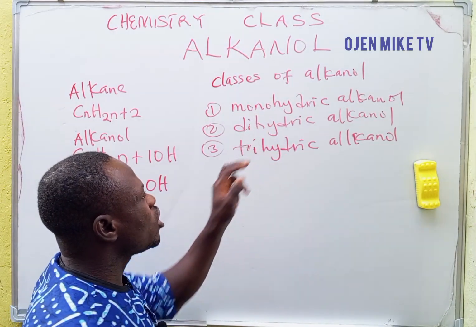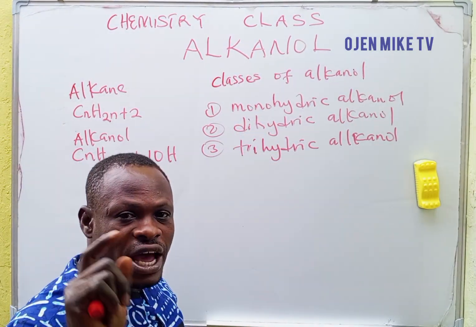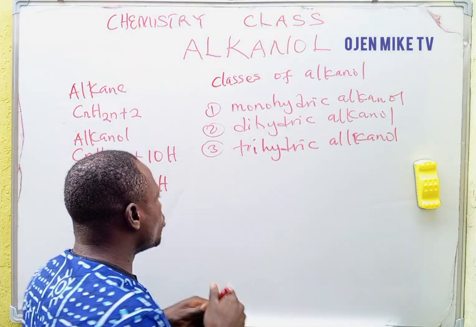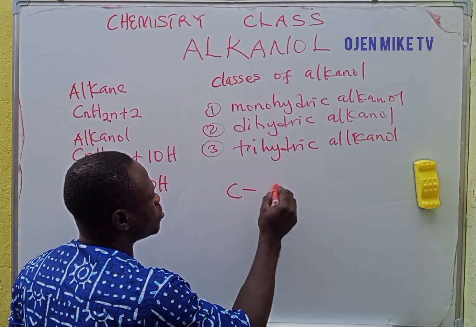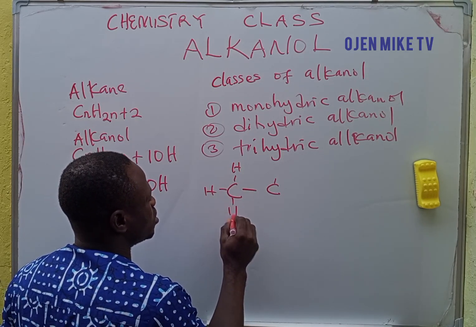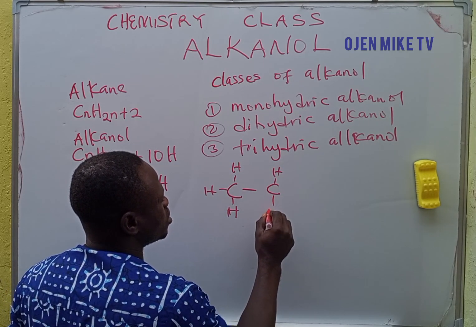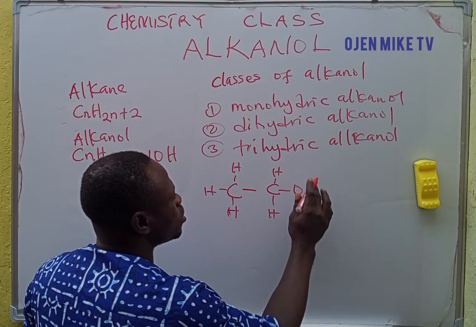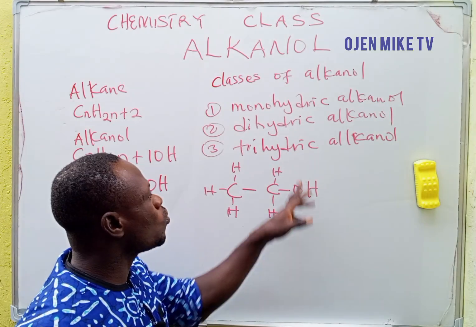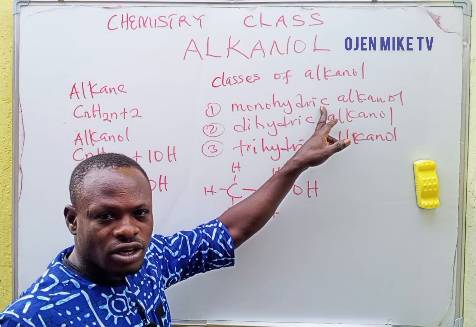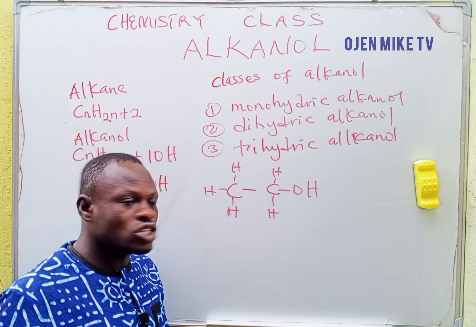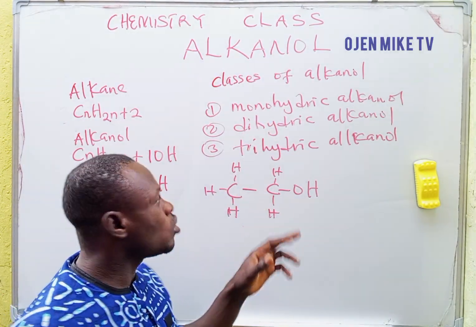Monohydric means that this alkanol has only one hydroxy group in its chain. For instance, I write carbon 1, 2, this is H, this is H, this H, this H, this H, and then OH. Because it has only one hydroxy group in this chain, it is called monohydric alkanol. Alkanol with only one hydroxy group in its chain is called monohydric alkanol.